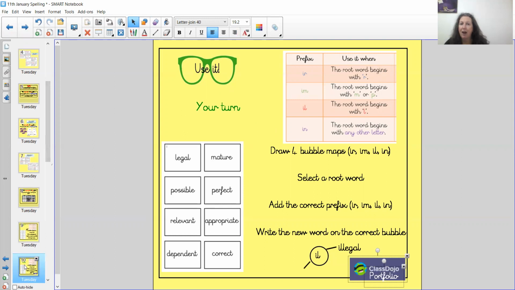Okay, so I am going to put the rule on Dojo, like I said, and I will also put the root words on Dojo so that you have those. What I would like you to do is to create your bubble maps with our new words, the ones with the prefix added. Okay, what I would really like you to do is to share all of this on the portfolio part of Class Dojo. I look forward to seeing them all come in, and I will see you soon.